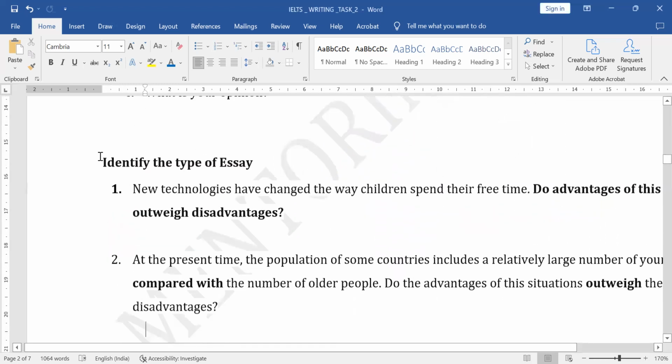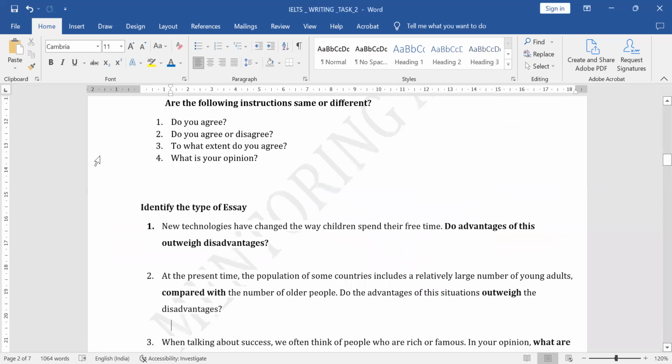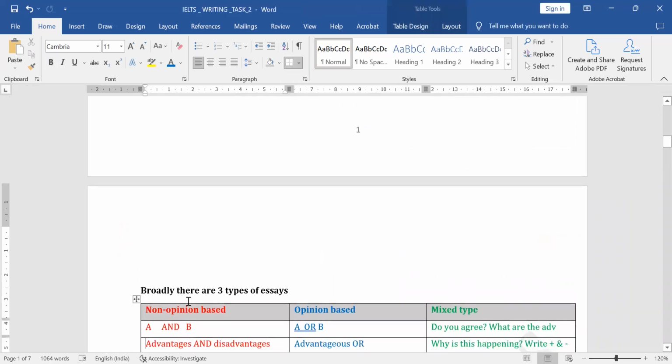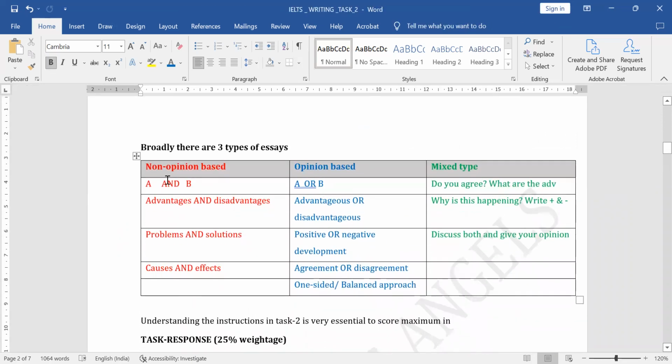Okay. Let's identify the types of essays. The task is, we know the three types of essays: non-opinion, opinion, and mixed. So what should I search for in non-opinion? Which is the A and which is the B. In opinion-based, A or B, or what do you think? What is your opinion? And mixed type: here discuss both and give your opinion. This sounds like opinion-based, but I have to first discuss both. I cannot come to the conclusion there. Or some two questions which are not problems and solutions, something else. Okay. Let's see. It's a mix of both.